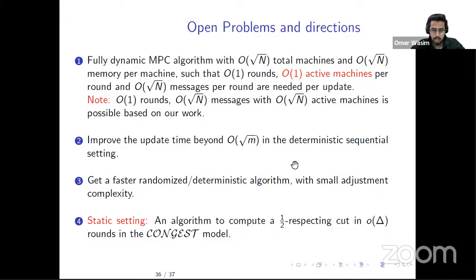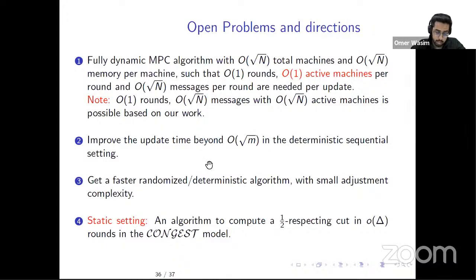So here in this work, we get a fully dynamic MPC algorithm with delta messages. However, we are using a total of n machines. But the main open problem is whether we can get a square root of N total machines. Here capital N actually denotes the total number of vertices and edges in our graph. And we would like to get a fully dynamic MPC algorithm with square root of N total machines and square root of N memory per machine, with almost constant number of rounds and active machines.